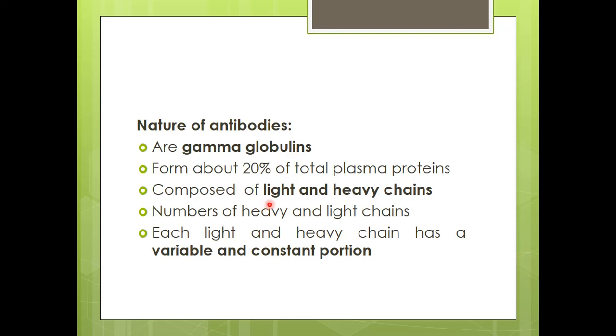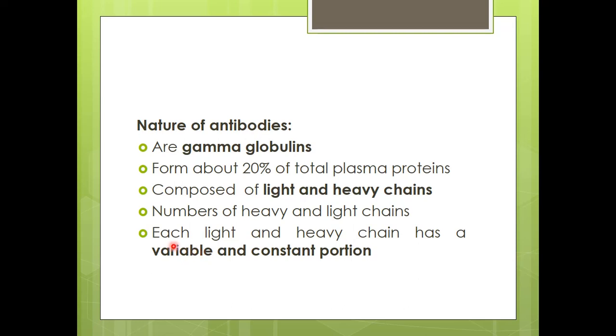Now, antibodies are composed of light and heavy chains, and the number of light and heavy chains in each type of antibody may vary. Most of the antibodies are composed of two heavy and two light chains, but there can be as many as 10 heavy and 10 light chains in the antibodies. An example of this type of antibody is IgM, which is composed of 10 heavy and 10 light chains.